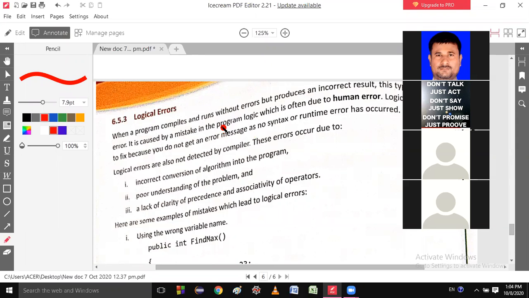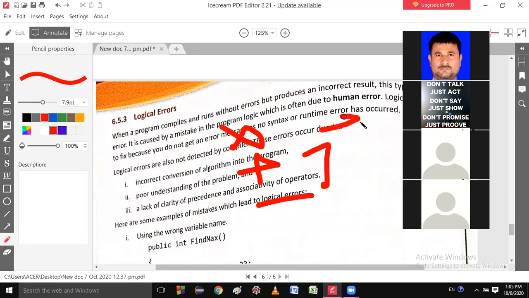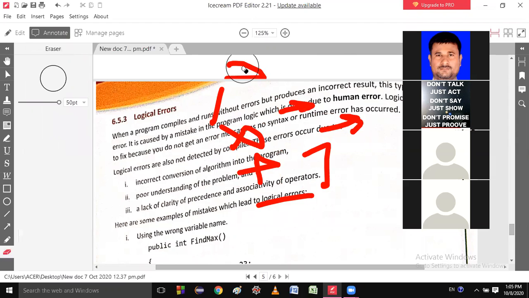Star has high precedence, and plus and minus have the same precedence. Their associativity is from left to right. Division and multiply have the same precedence, and they are also associated from left to right. So you must remember all these things, otherwise you will make mistakes. Is it clear? Clear to everyone?